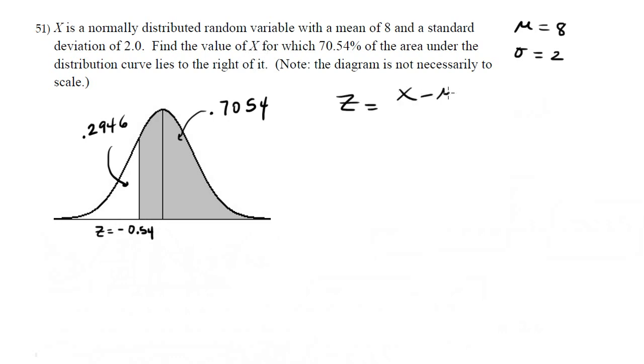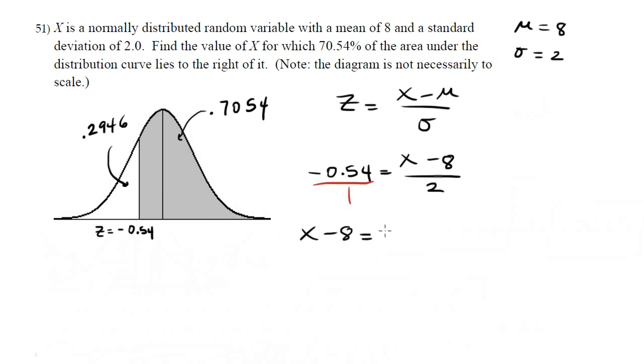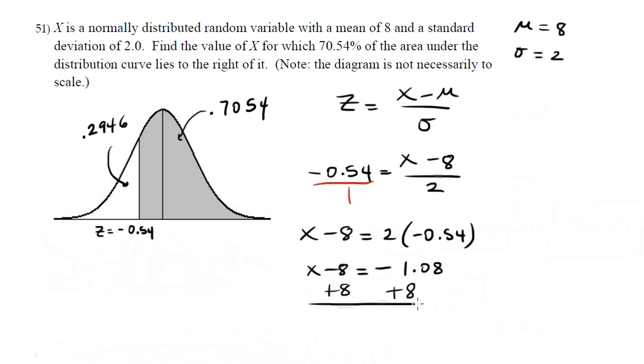Let's take a look at our formula. We have the z value, negative 0.54. We don't know the x value, but we know the mean, and we know the standard deviation. So we're just solving for x. We did it in some problems before. Let's cross multiply. X minus 8 equals 2 times negative 0.54. X minus 8 equals negative 1.08. Add 8. So x equals 6.92. That's the x value.